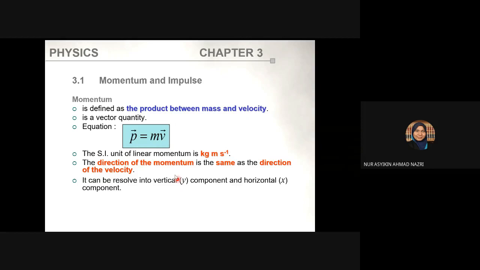Okay, and then momentum, sama. Bila dia vector, then we can resolve dia pada dia punya komponen. So tak kisahlah berapa komponen yang dia ada.